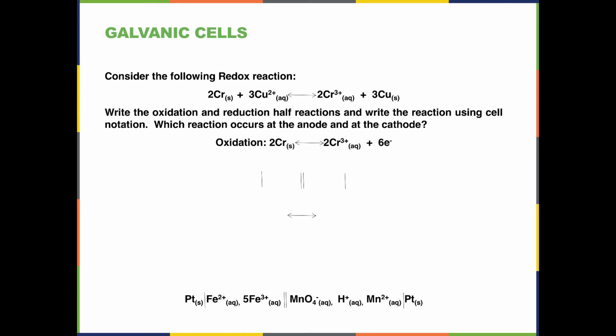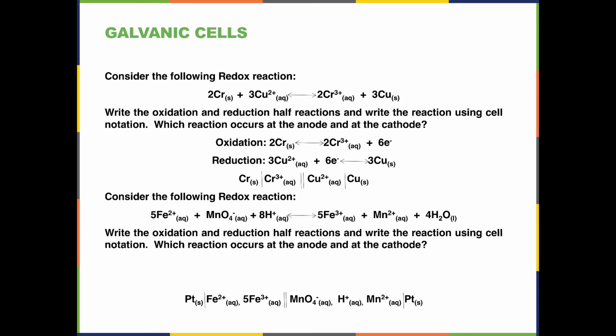So the oxidation is the chromium. Chromium loses 3 electrons per atom, so a total of 6 electrons. It loses 6 electrons and forms chromium ions. So it's losing electrons, so it's the oxidation side. The reduction side is the copper. It gains 6 electrons to form 3 atoms of copper solid. This would be written this way. In the cell notation, you have the chromium on the left, the anode, the copper on the right, the cathode.